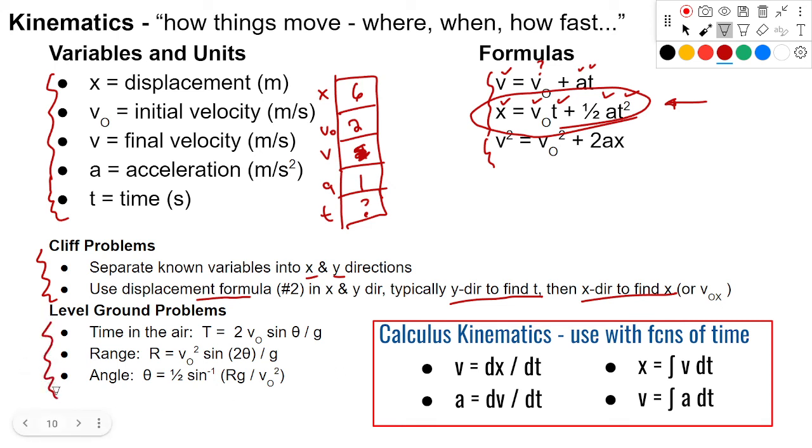You got the level ground special case problems here. Time in the air, how far does it go, what angle do I need to aim at to hit something a distance away. And then maybe there's a calculus, again, that only works with functions of time. So if the problem just gives you numbers, you can't do this anyway. But if you've got a function of time in there, something like v equals 3t squared plus 4 or something like that, that's a function of time. So you could integrate or take the derivative to get to somewhere else.